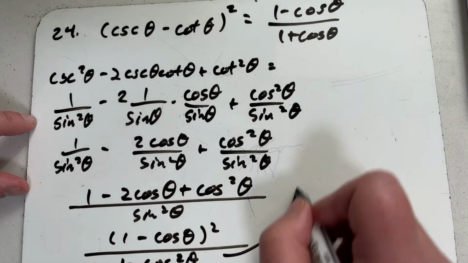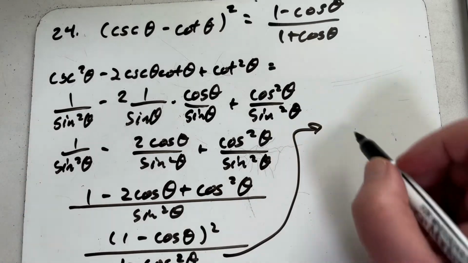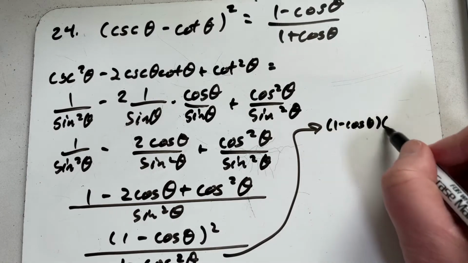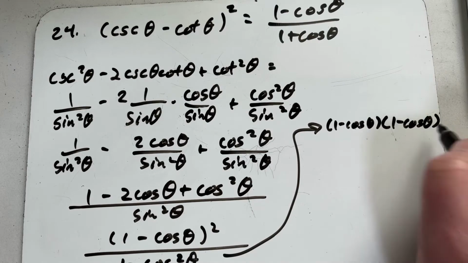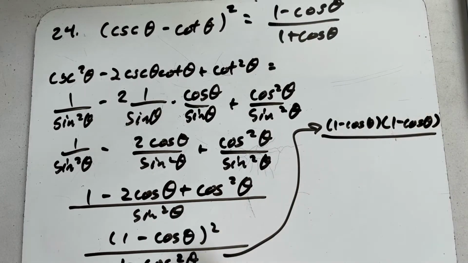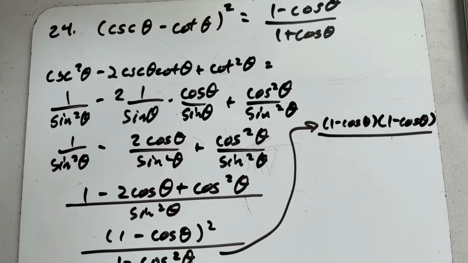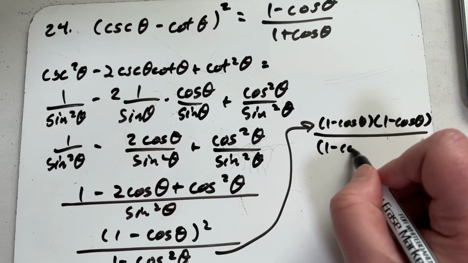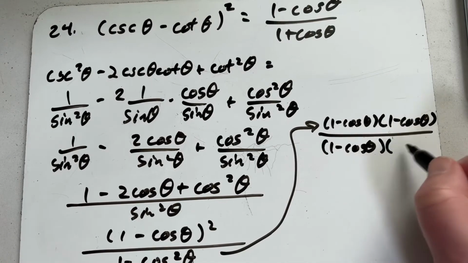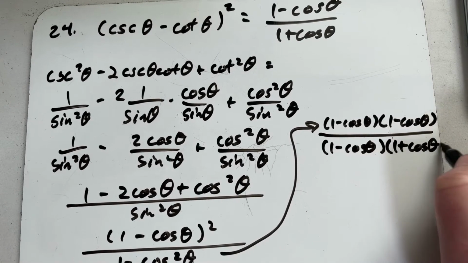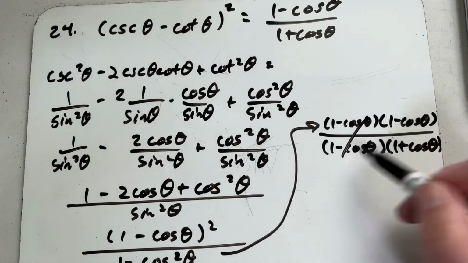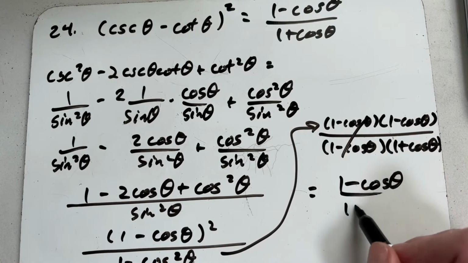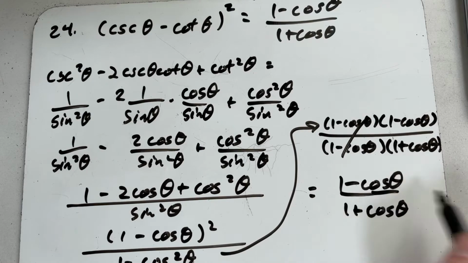Let's see if we can squeeze this in here. So I'm going to write smaller here, 1 minus cosine, and I have two of those, 1 minus cosine. Factor the bottom, this is a difference of squares. 1 minus cosine squared is the difference of squares, so that's 1 minus cosine, 1 plus cosine. And there is our answer. 1 minus cosine, 1 plus cosine. That's it.